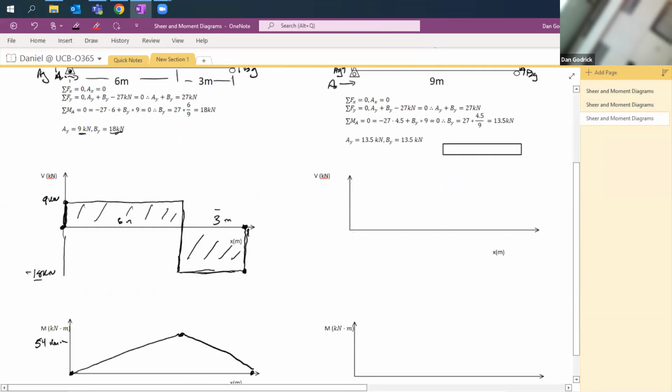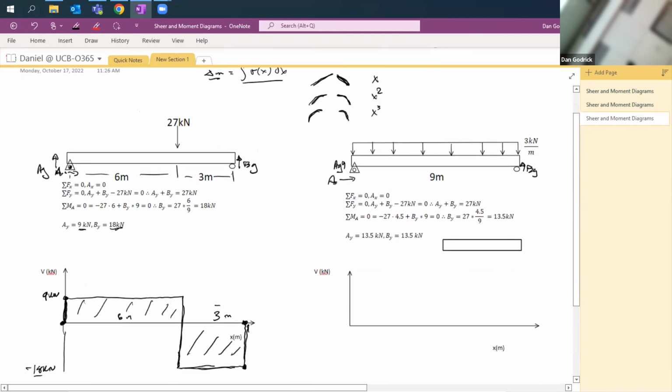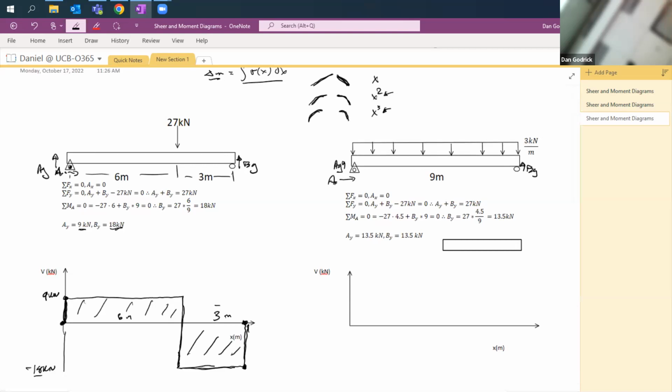When we integrate those, we start to see some slopes. When we integrate those, we're expecting to see some squared terms and then cubic terms. All right, so let's try it out. Now instead of applying a point load, let's apply a distributed load.